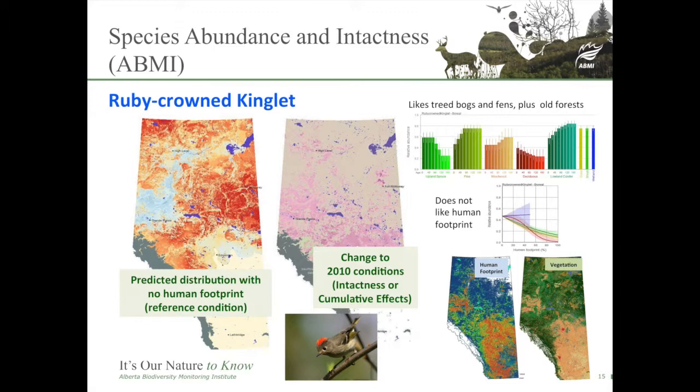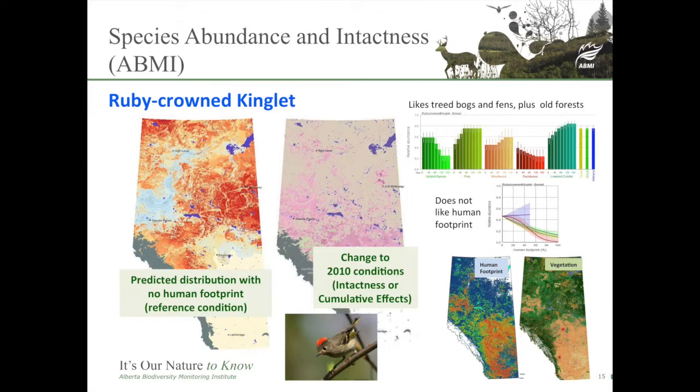One can then also say, what is the expected change in abundance of ruby-crowned kinglet because we presently have human footprint? So if we say, given that we don't have backfilled vegetation, what is the expected change from that reference condition given that we have a human footprint already present? And pink means they are less abundant, green means they are more abundant in that quarter section. Again, this is a predictive map. But this is really a cumulative effects assessment for ruby-crowned kinglets.